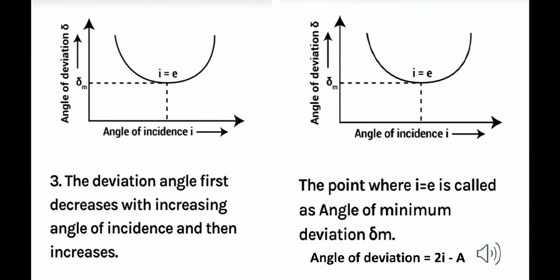Now this figure shows the same, that the angle of minimum deviation is equal to i over there. So both are the same at that point. So the deviation angle first decreases with increase in the angle of incidence and then starts increasing. And the angle of deviation is calculated by 2 times the angle of incidence minus the angle of prism. So 2i minus A will give you the angle of deviation. So we move further.